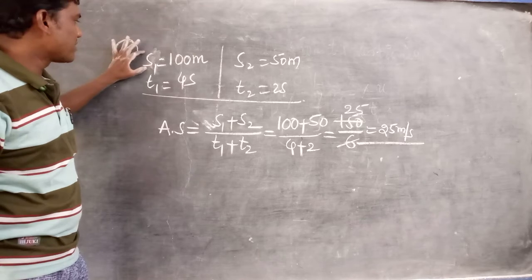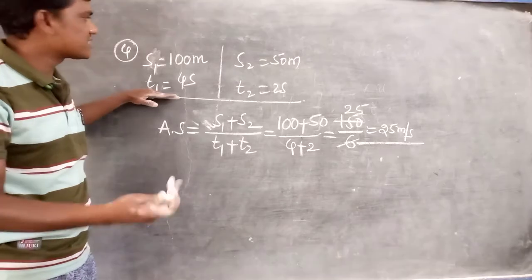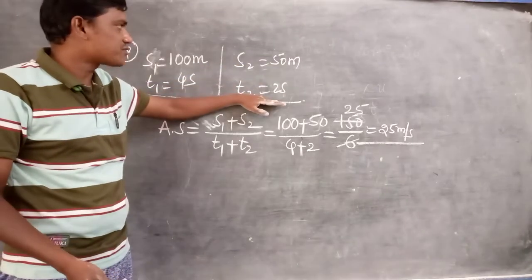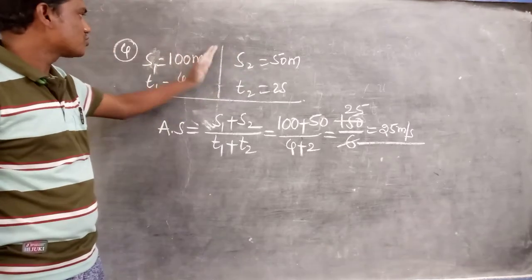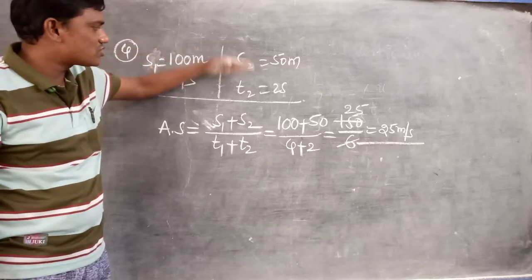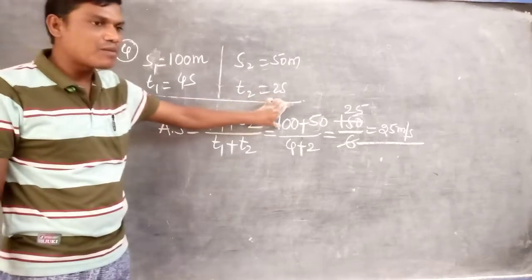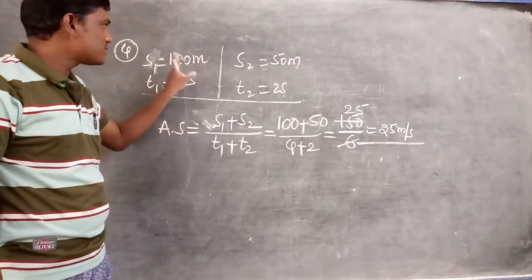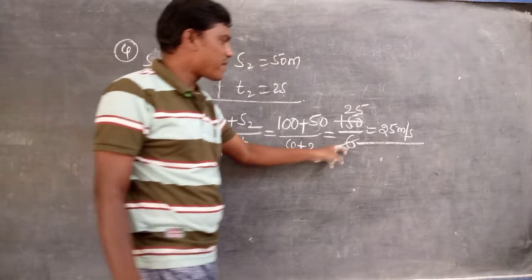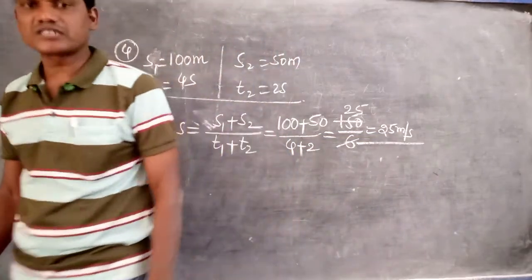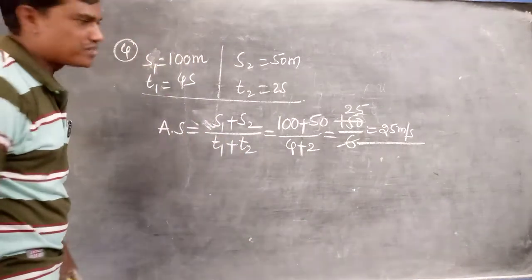First they are given that 100 meters it jumps in 4 seconds. That's why it is S1, it is T1. In the next case, 50 meters jump in 2 seconds. So distance values are different, time values are different. That's why first these two are considered S1, T1, next one S2, T2. But average speed is equal to, we know the formula, the total distance traveled by the body by total time taken. Total distance means 100 plus 50, 150, and total time 4 plus 2, 6. That's why 150 by 6 is equal to 25 meters per second, the right answer. Means the average speed of the cheetah is 25 meters per second.